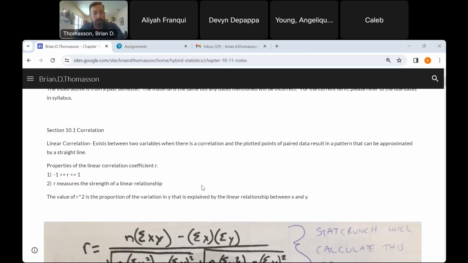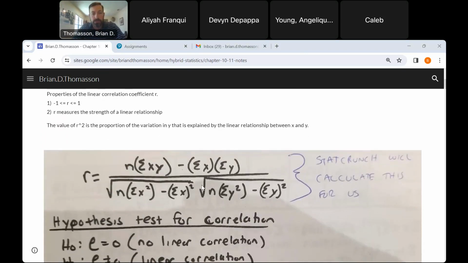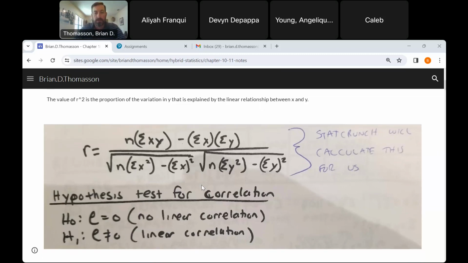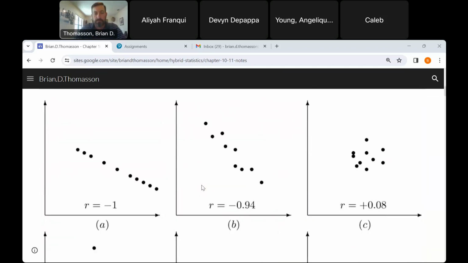And the way that we measure that is with this big calculation here, this pretty big formula. We're going to have StatCrunch do that for us. None of these individual calculations are very hard, but when you combine them all, it's very, very tedious. So I'm going to go down those graphs, and I'll come back to this in a second.